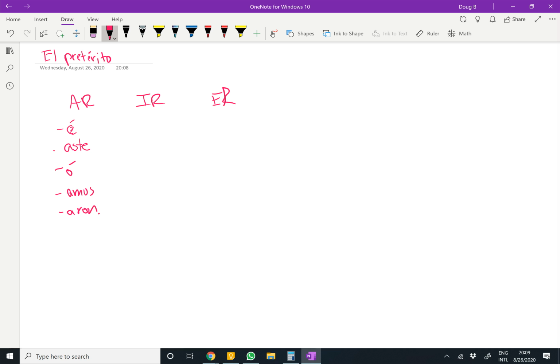IR verb. Let's go with escribir. Escribí, escribiste, escribió, escribimos, escribieron.